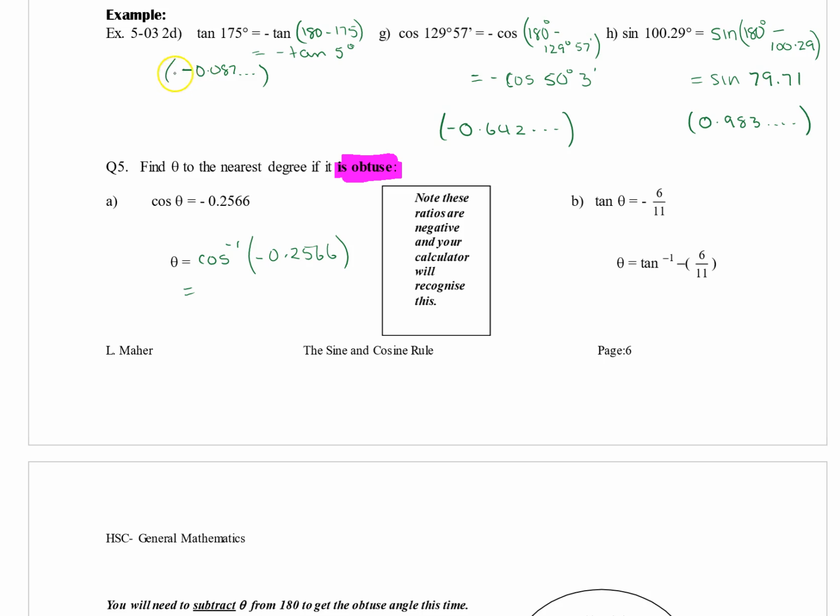Questions don't so much ask you for this result here. They more or less just ask you for the connection between the obtuse angle and the corresponding acute angle. So they're really wanting you to just stop here.